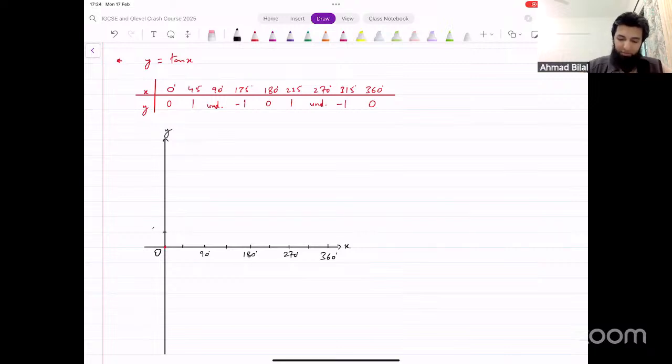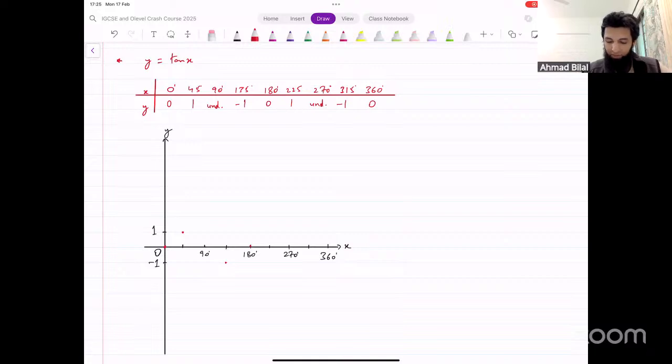Now, in this case, I'm going to take a smaller scale on the y-axis. Let's say this is 1, and this is -1. At 0, we have 0. At 45, y is 1. At 90, it's undefined. Skip that for now. At 135, it's -1. At 180, it's 0.